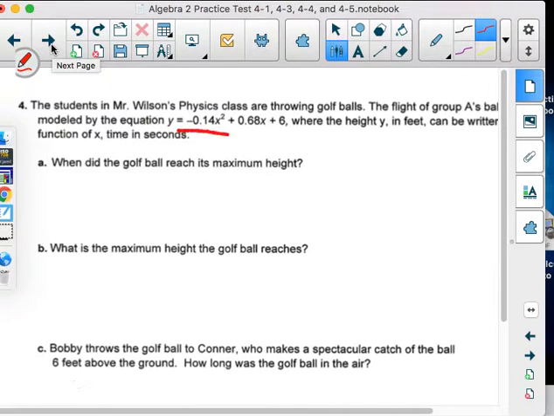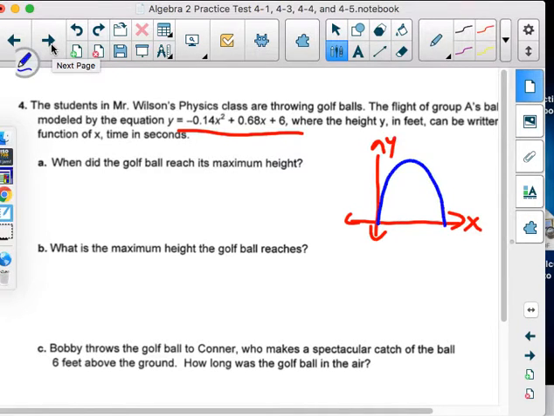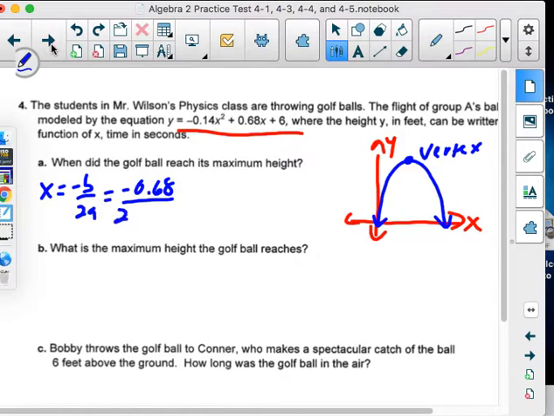Well, as I look at this equation, I realize this is a downward opening parabola, like so. And if I'm going to answer any questions about the maximum, I need that point right there, which just happens to be the vertex. So I need to figure out what my x value is for the vertex, and that's our negative b over 2a when we're in standard form. So negative 0.68 divided by 2 times negative 0.14. And that comes out to be about 2.43 seconds. So that's how long it's going to take it to get its maximum height.